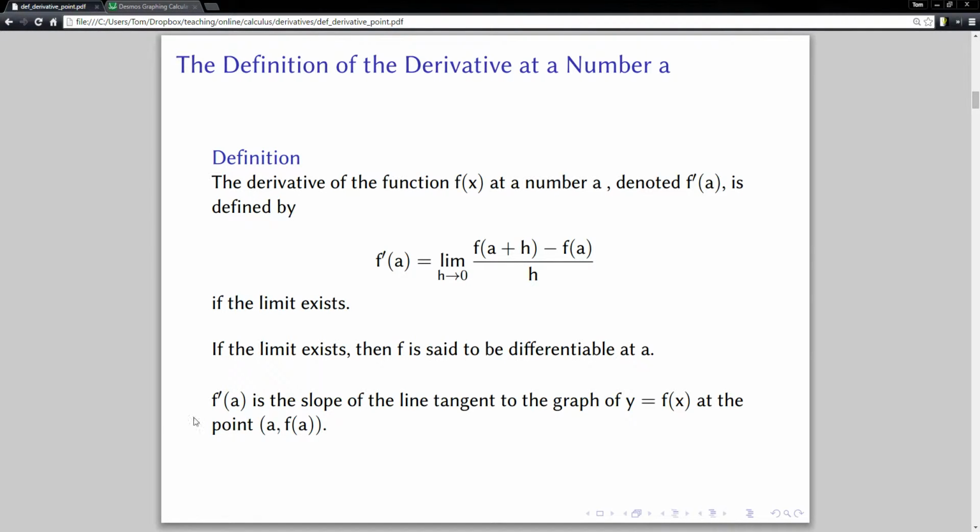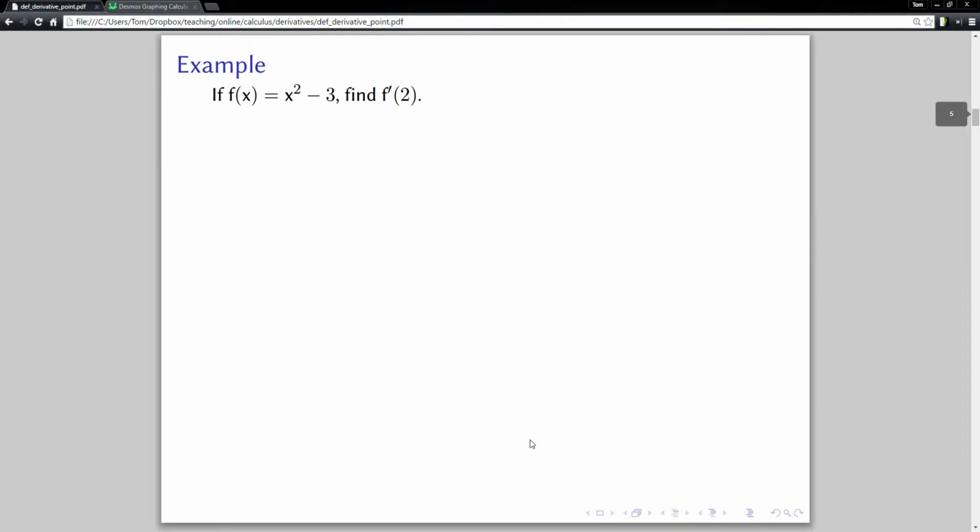And what f prime of a is, of course, is the slope of the tangent line to the graph of y equals f of x at the point a comma f of a. So from last time, recall, that's the solution to the tangent line problem. Okay, so the derivative gives the slope of the tangent line. All right, let's take a look at a couple of examples.